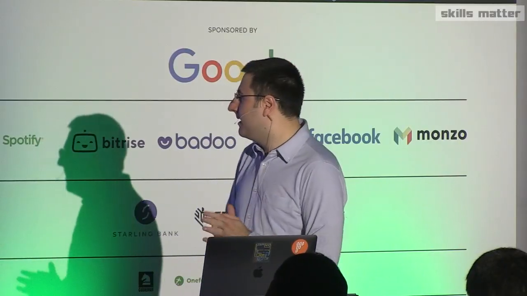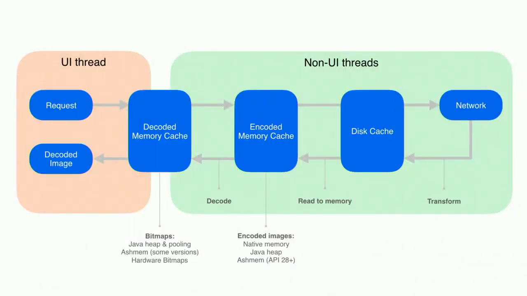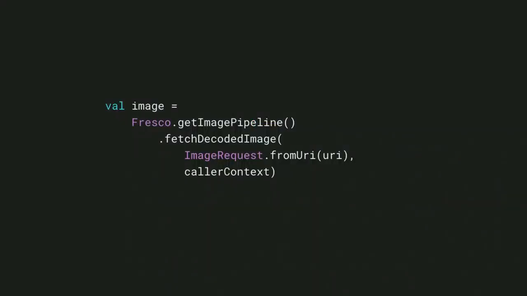And one more thing is also the decoded and the encoded memory cache. The data in there can be in different layers. So for example, you can have them in Java heap, in native heap, on ashmem, depending on the Android version.